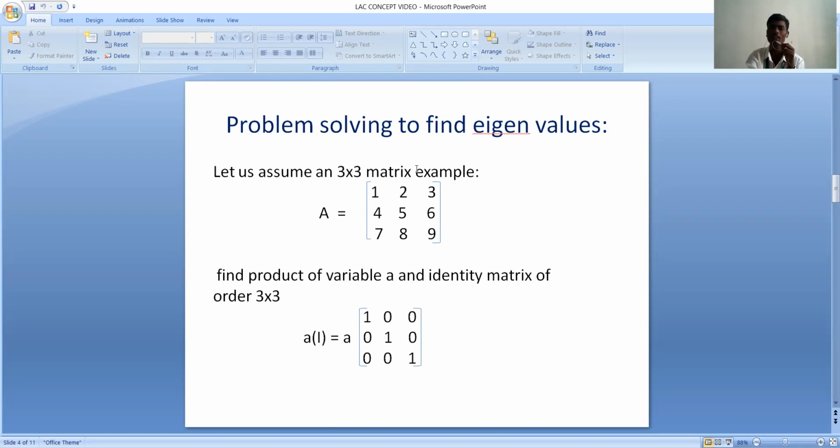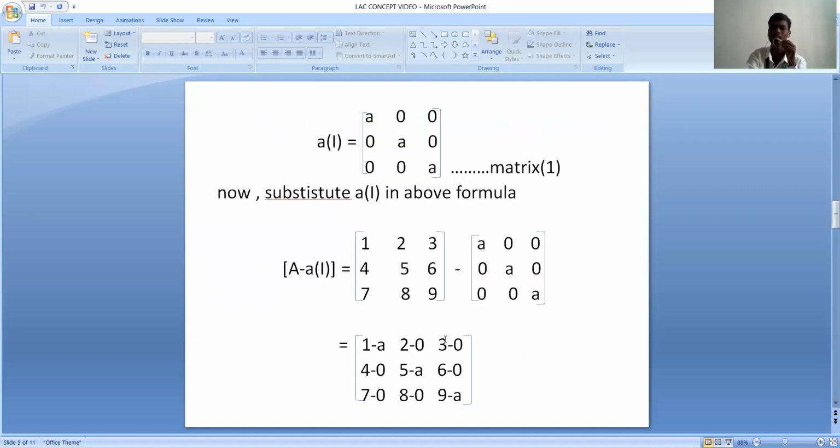So we have the example matrix, but we have to find the product of small a into I: small a into the matrix 1, 0, 0, 0, 1, 0, and 0, 0, 1. We have taken an identity matrix of order 3 because we have chosen an example of a square matrix of order 3. So the order of the square matrix and the order of the identity matrix should be the same. After multiplication, we get a into I equals a, 0, 0, 0, a, 0, and 0, 0, a. Let us assume this whole matrix as matrix 1. Now substitute a into I in the above formula.